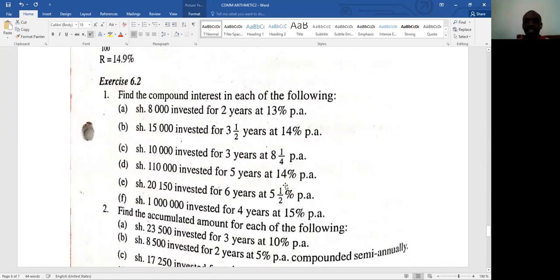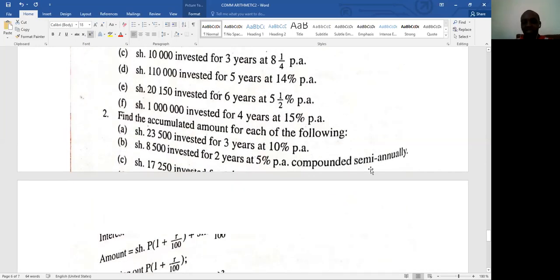If it is compound, these are direct examples of compound interest. So 8,000 principal invested for 2 years, so time here becomes 2. Rate is 13% per annum. This one is just direct. But this other one is not direct, like it would seem to be, so here you have to change it.